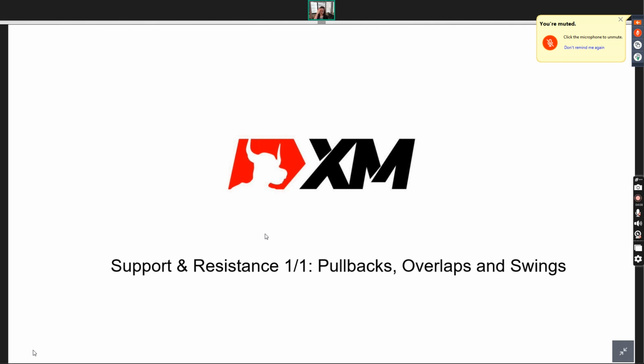So today's topic is a basic one, suitable for newbies: support and resistance part one. Today we're going to identify pullback, overlap, and swing high and swing low support and resistance.